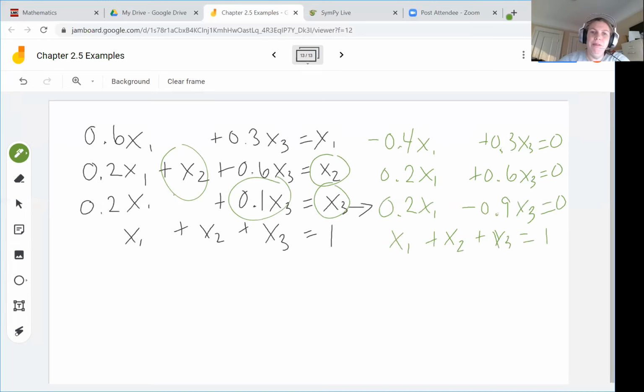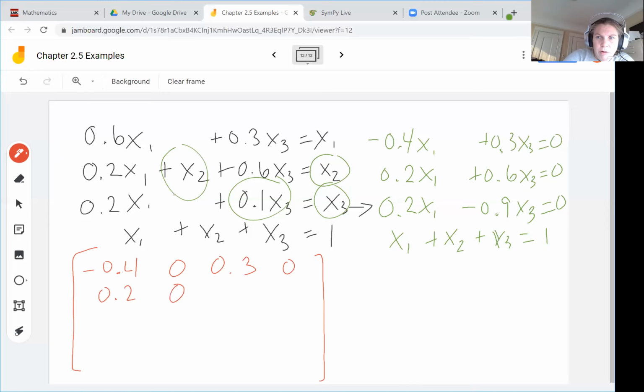All right, let's go ahead and put this as a matrix into SymPy and reduce it. So we could write it right now in matrix form. It's going to be negative 0.4, 0, 0.3, and we'll augment it with the solutions. Our second row is going to be 0.2, 0, 0.6, 0. Our third row is 0.2, 0, negative 0.9, 0. And our last row is 1, 1, 1, 1. So let's go over to SymPy, enter our matrix, and reduce it.